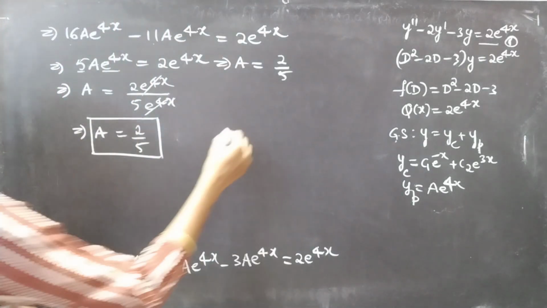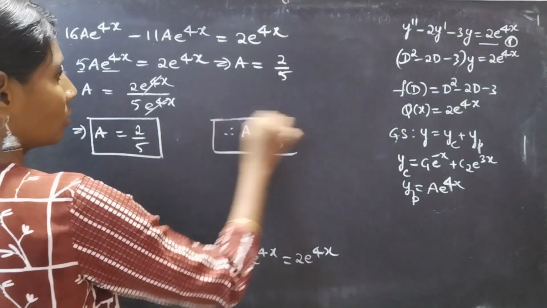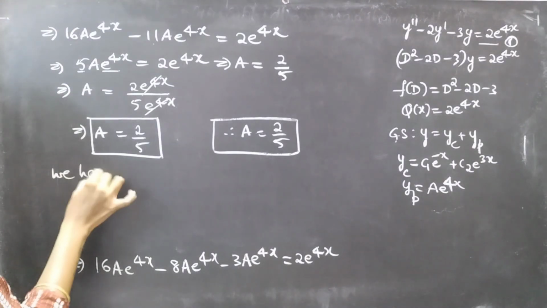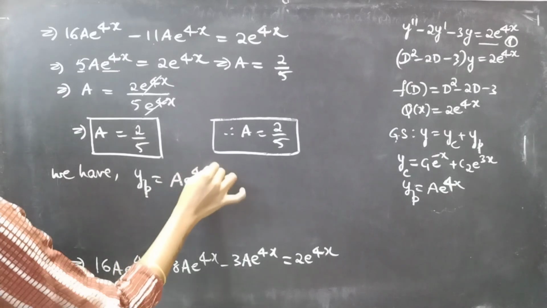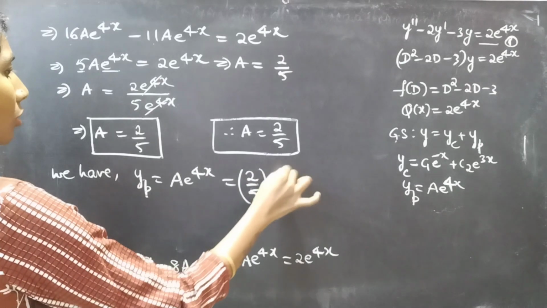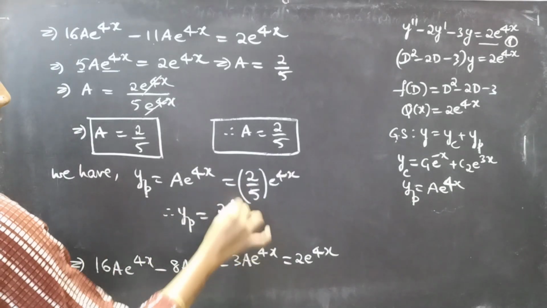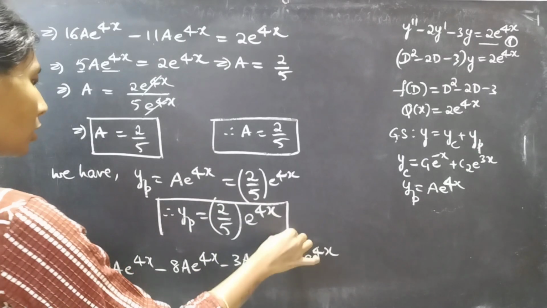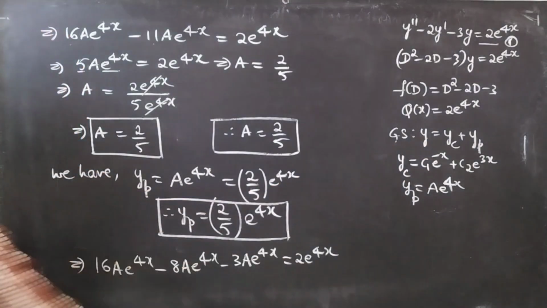Fine, now we got the value of a: a equal to 2 by 5. Since a equals 2 by 5, yp becomes, we have yp equal to a e^4x. Let's substitute the value of a here. You'll get 2 by 5 into e^4x. Therefore, yp equals 2 by 5 into e^4x. We got the value of yp. Now we need to find the general solution with the help of y equal to yc plus yp. Let's find it out.